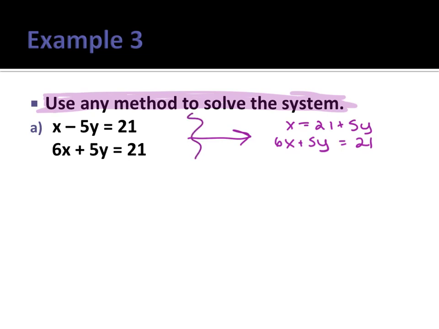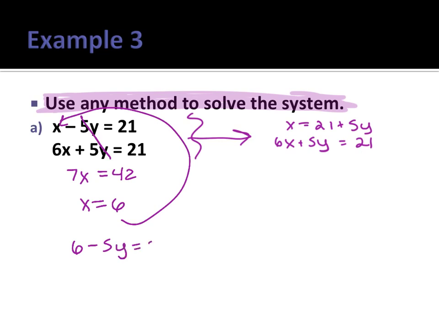So if it was set up the way it was on the left, I would say probably use elimination. That's 7, because it already cancels. 7x equals 42 and x equals 6. Take it, plug it back in. 6 minus 5y equals 21. Negative 5y equals 15. Divide by negative 5, and y is negative 3.